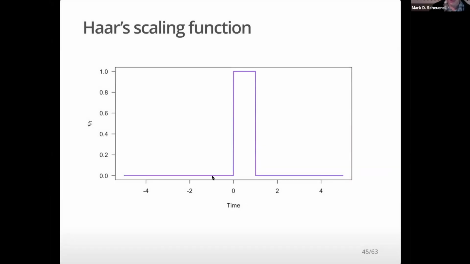It's 0 everywhere until it's between 0 and 1, and then it gets a value of 1, and then it's 0 again. And time here in this case, you can actually imagine is going to move. So you can imagine this thing actually starting somewhere over here, and we're going to pass this really funny square wave through a time series and see how that maps onto the observed values.